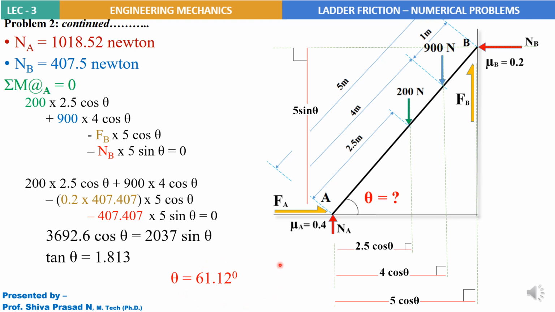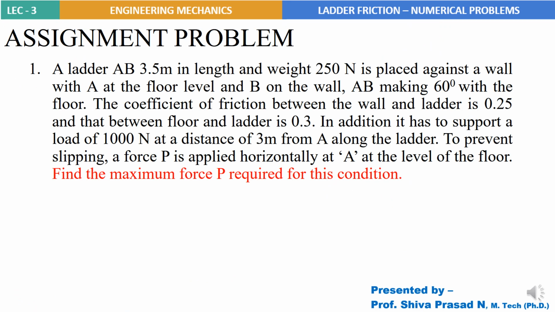So with this we completed 2 problems in ladder friction. The third problem is your assignment problem. This is nothing but the same as the first problem we have solved in this video lecture. The only change I have made is to find the maximum force P required for this condition. In the first problem, they had asked for the minimum force P required for the given condition. But now I am asking you to solve for the maximum force P required.